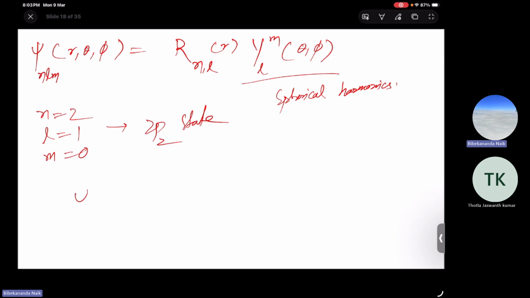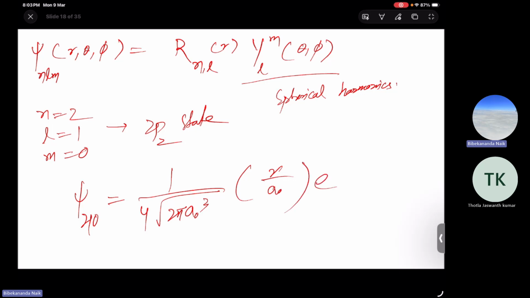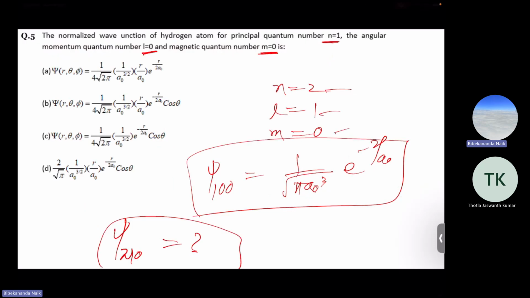So what will be the form? psi 210 will be 1 by 4 root 2 pi a0 cube, times r by a0, e to the power minus r by 2a0, cos theta. If you match it with the options, option B will be the correct option: 1 by 4 root 2 pi a0 cube, r by a0, e to the power minus r by 2a0, cos theta. So the correct option will be option B.